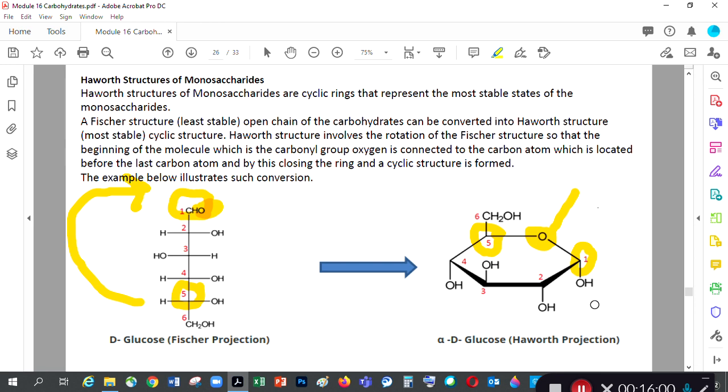And note here, by doing this, look at the OH here, the OH at the bottom, correct? And the bottom, it has to be alpha. So if I have the OH up, then it will be a beta-D-glucose, according to the Haworth projection or structure.